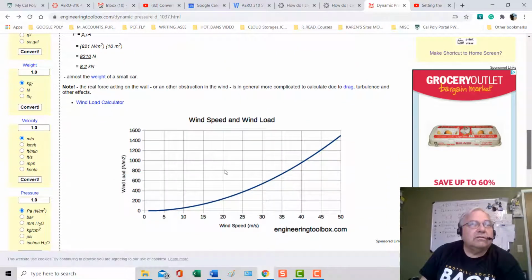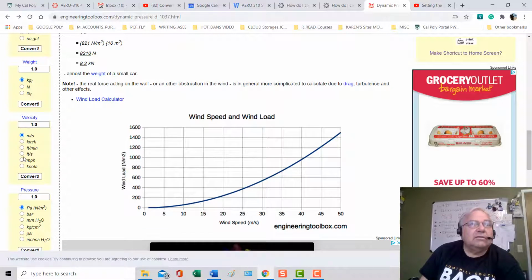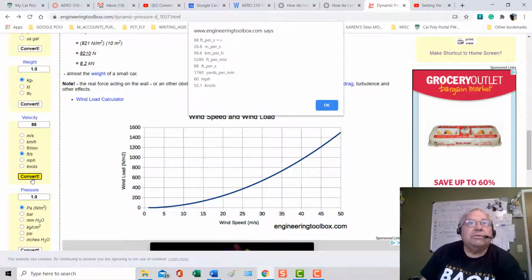So if I want to convert 1 feet per second, let's say I know. Let's put down 88 feet per second because I know that's about 60 miles an hour. So if I hit the convert button, you can see 88 feet per second, and here it is in meters per second, kilometers per hour, and then here 60 miles per hour, and that's the conversion I remember from my test pilot school days. Is 60 miles an hour is 88 feet per second.